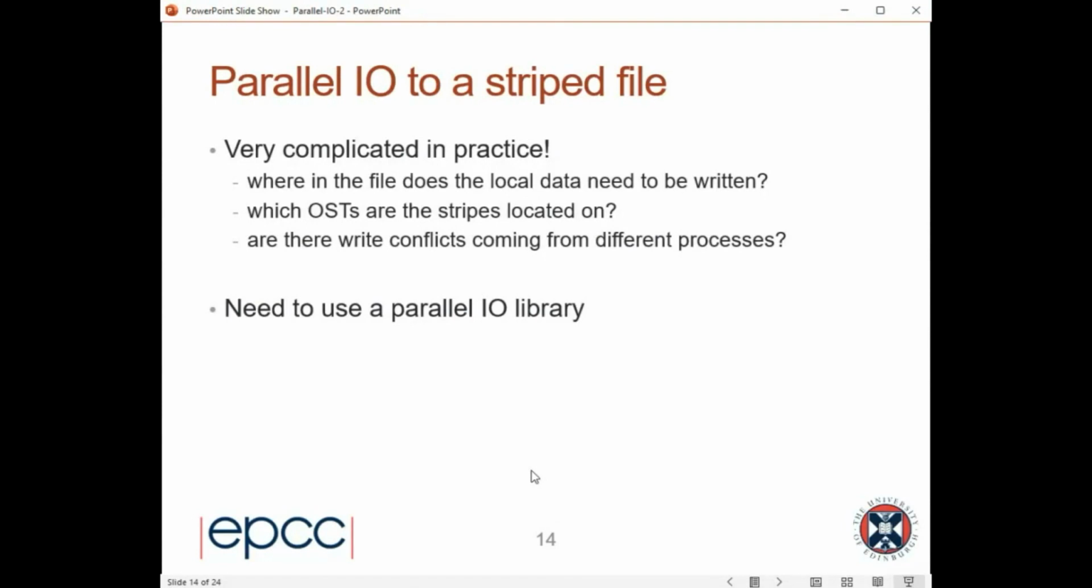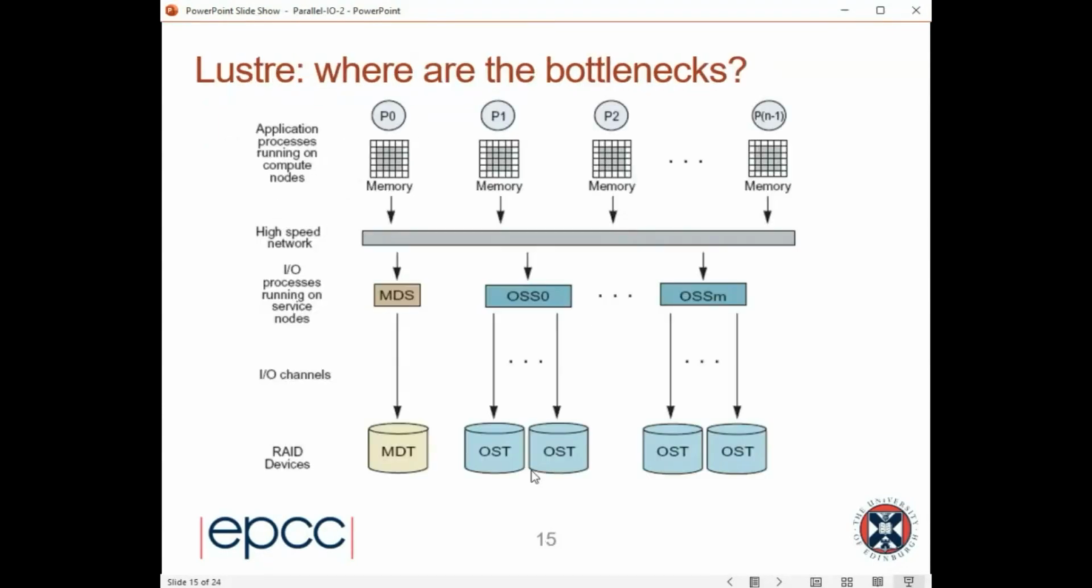So parallel I/O to a stripe file is very complicated in practice. Where in the file does the local data need to be written? Which OSTs is the stripe located on? Are there write conflicts from different processes? We need to use a parallel I/O library to do this.